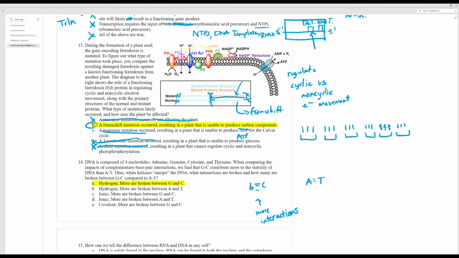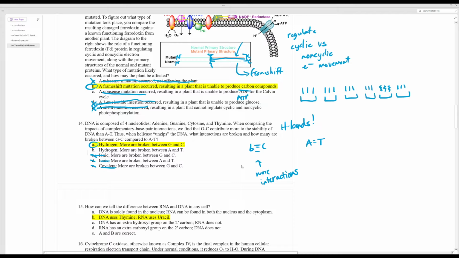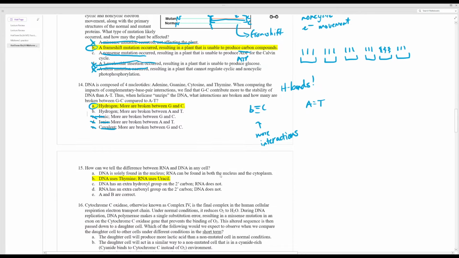Okay, so when helicase unzips DNA, what interactions are broken? It's the H bonds between complementary bases. So it's not C, it's not D, it's not E. We're only dealing with hydrogen bonds. And more bonds are broken between G and C because there's more interactions taking place here, which is why that GC interaction is contributing more to the stability of the DNA than A and T.